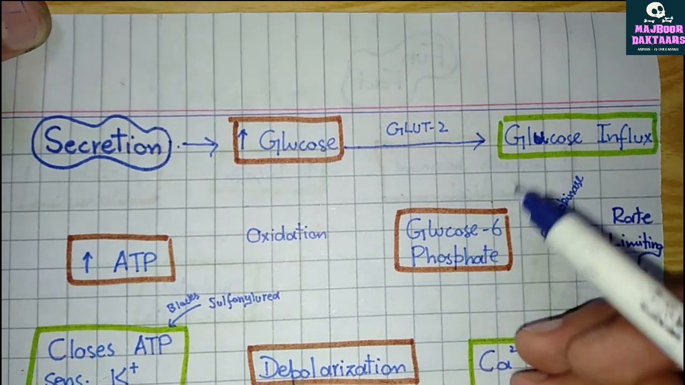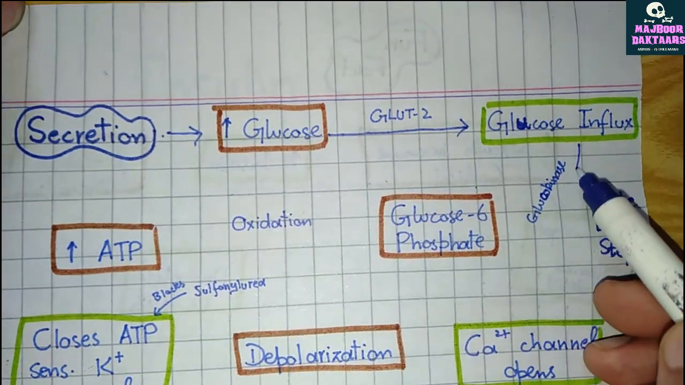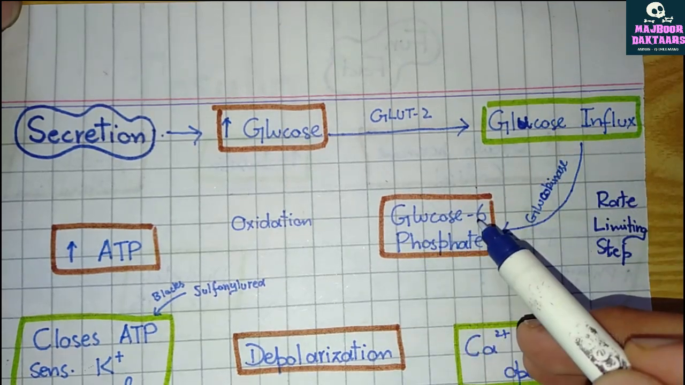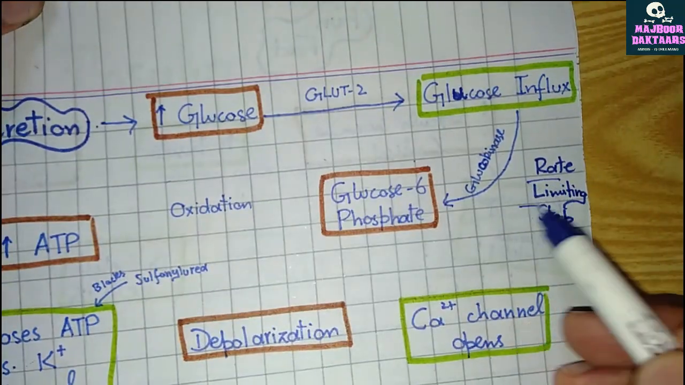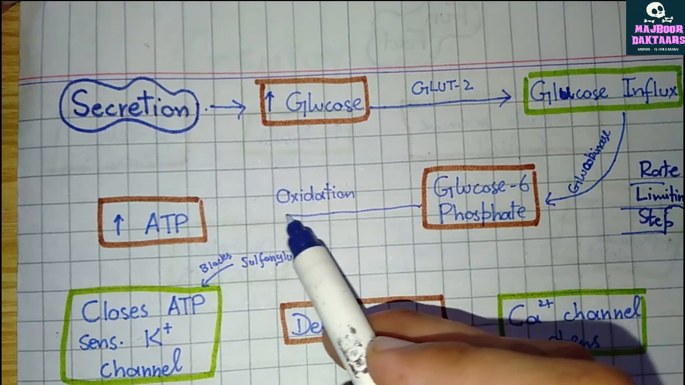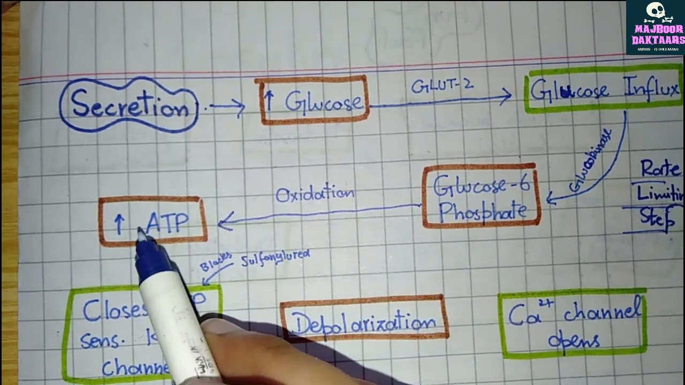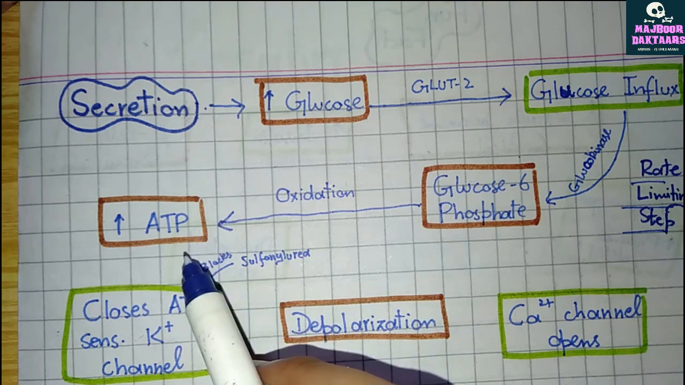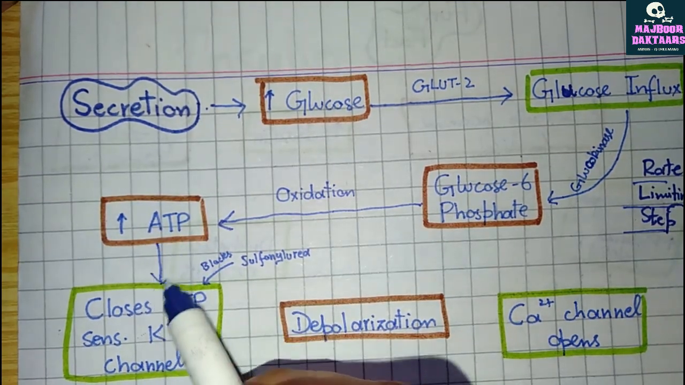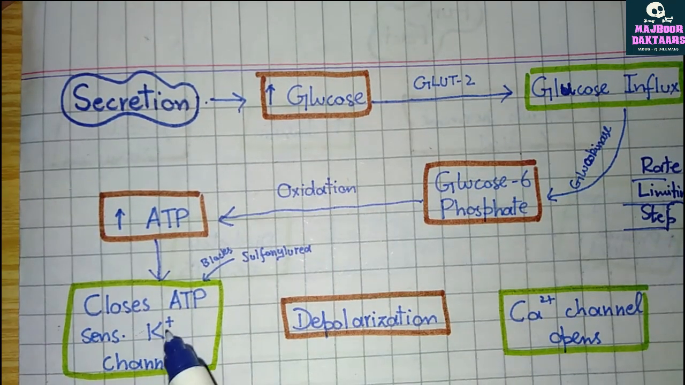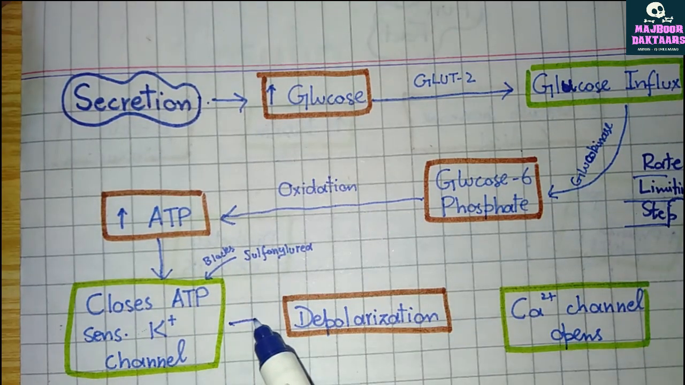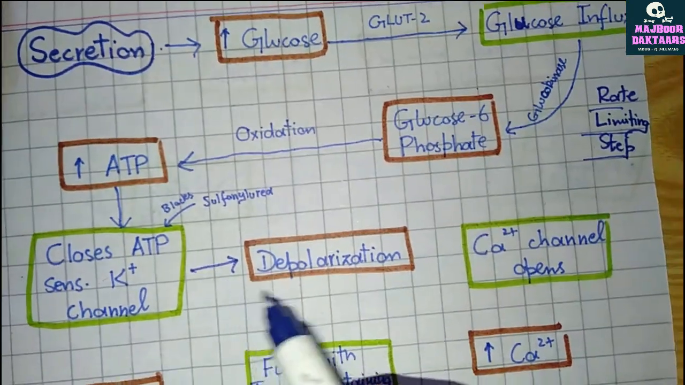So glucose influx occurs. Now this glucose is acted upon by an enzyme called glucokinase, which converts it into glucose 6-phosphate, and this is the rate limiting step. The glucose 6-phosphate is oxidized via a series of reactions to cause an increase in the adenosine triphosphate concentration. Now this adenosine triphosphate acts upon the adenosine triphosphate sensitive potassium channel, which closes it, and the closure of potassium causes the depolarization of the membrane.